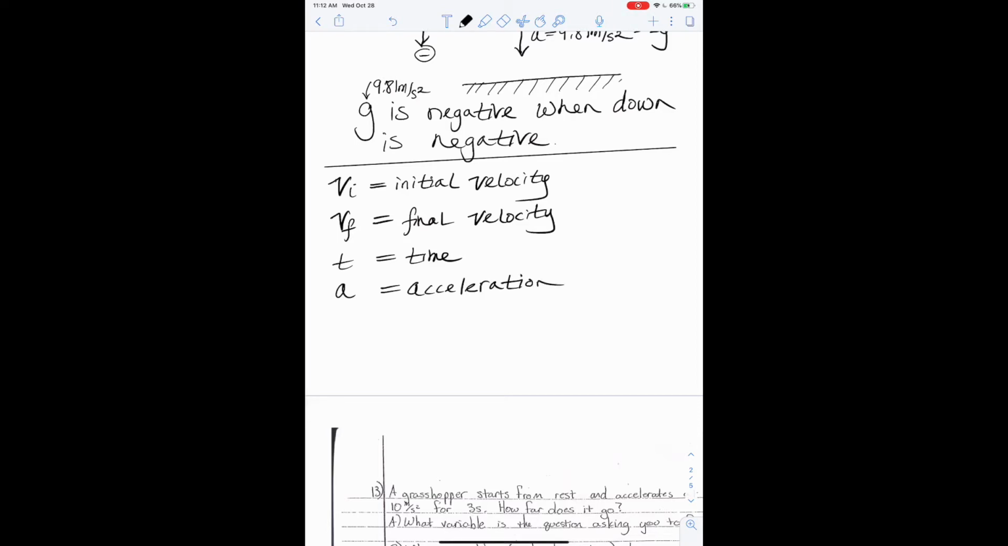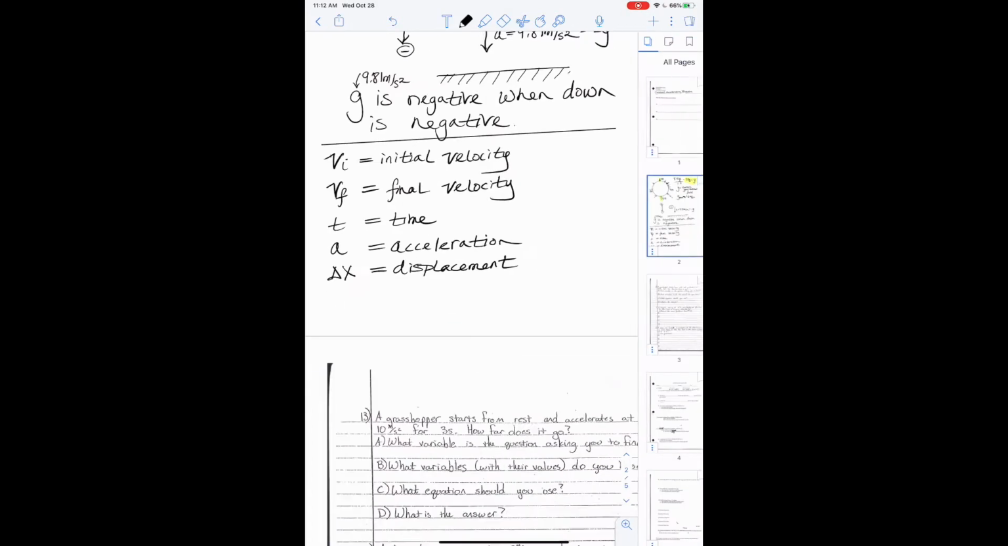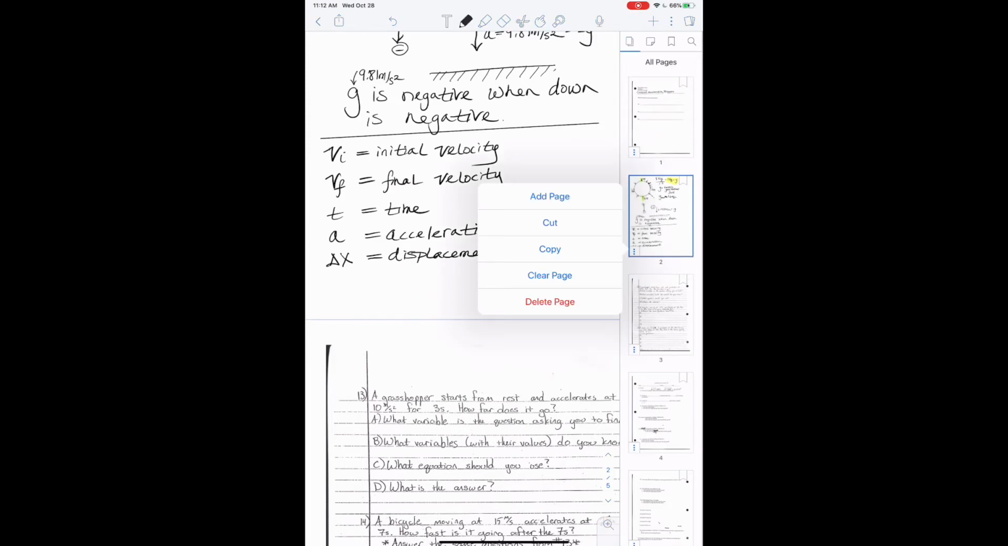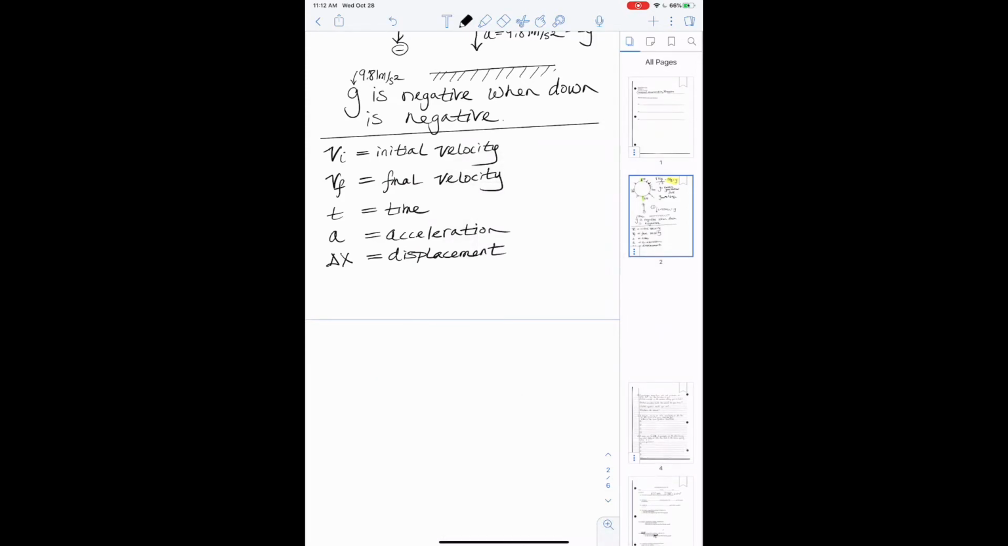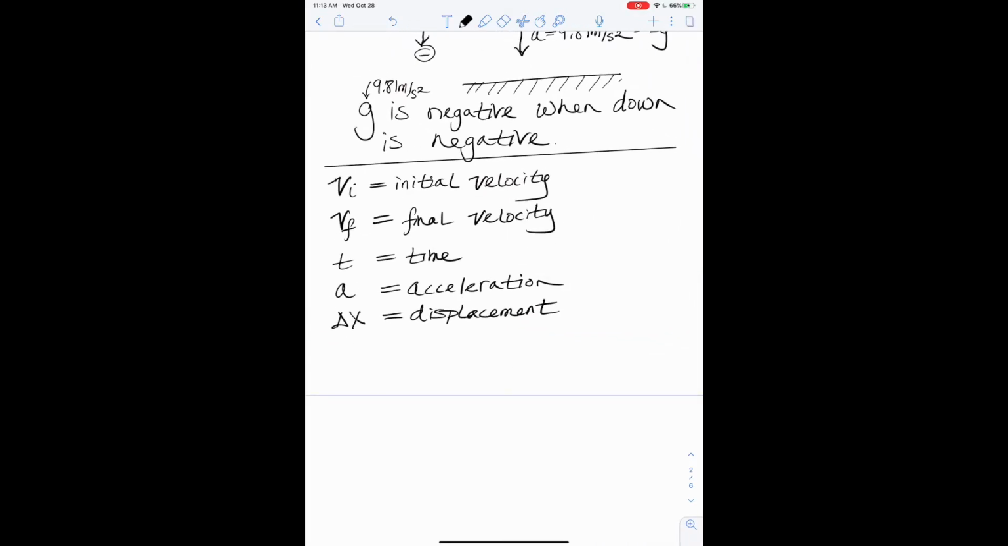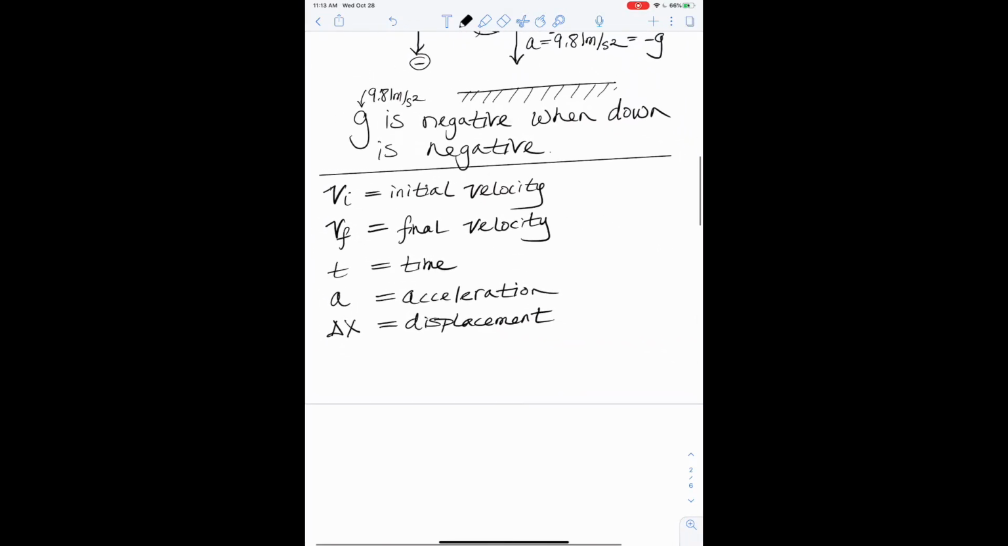Make sure you spell acceleration right. 2 C's, 1 L. What do we forget? Delta X, or displacement. And you might need a separate sheet of paper. I'm going to go ahead and get another sheet of paper because I like to write large and I want space. Okay, so I have these 5 variables that are going to be mathematically related in these formulas called K formulas.